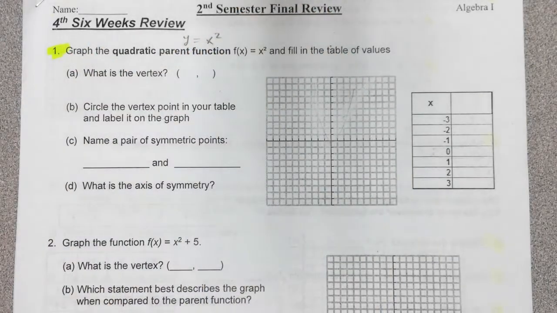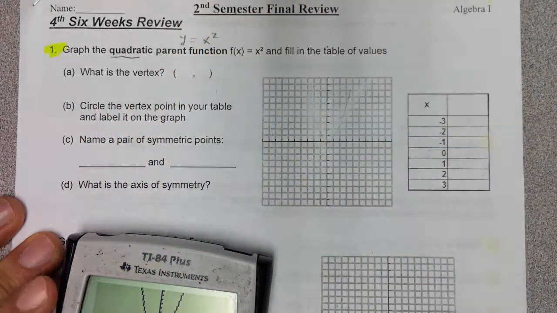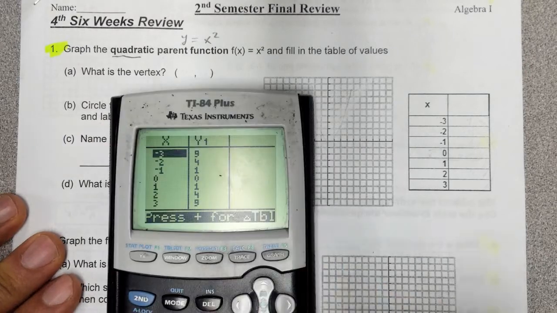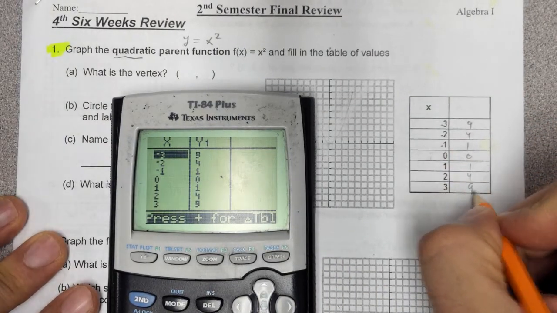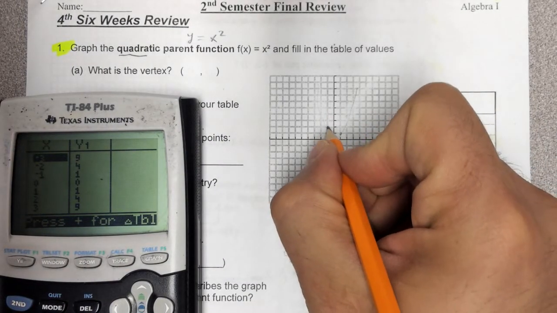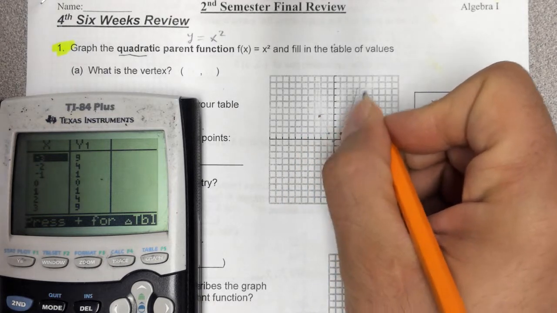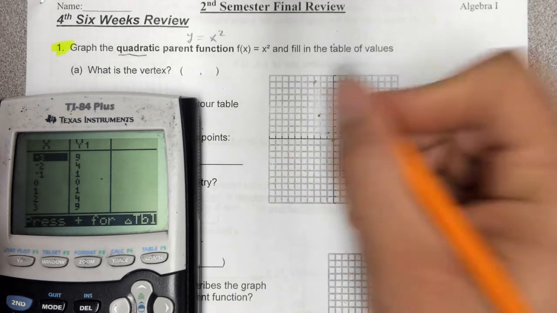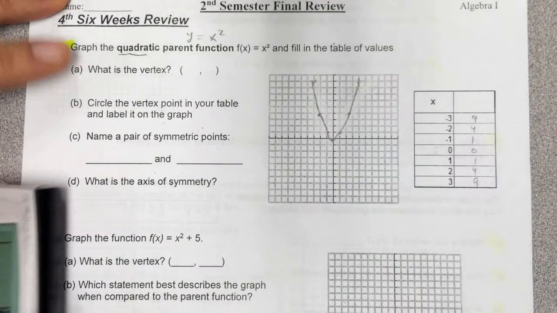If you remember what the quadratic parent function is, then you can go to your calculator and just type it in there. Once you do so, you can go to the table and plug the numbers in. Once you plug the numbers in, you can actually graph them, and once you do that, you could just connect them. First question asks for the vertex.